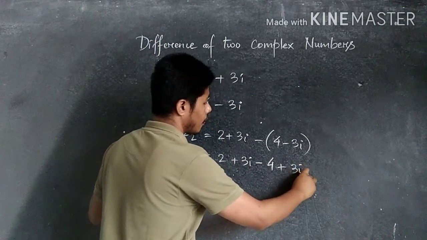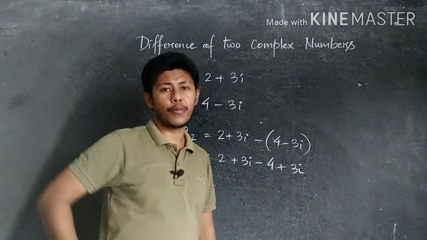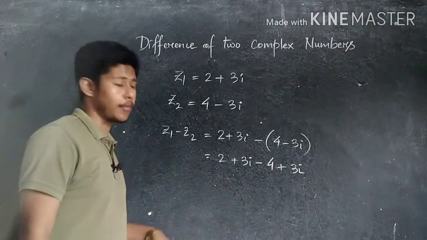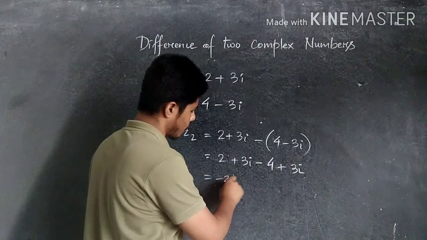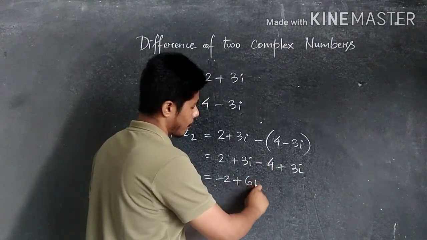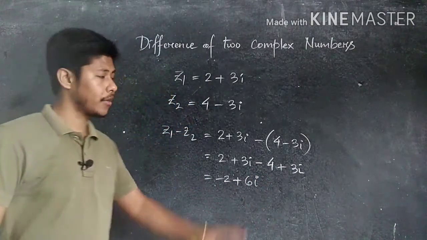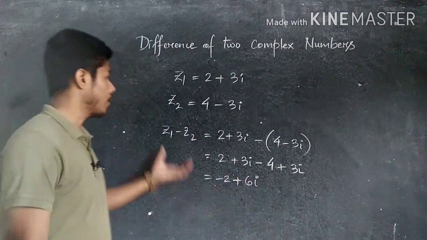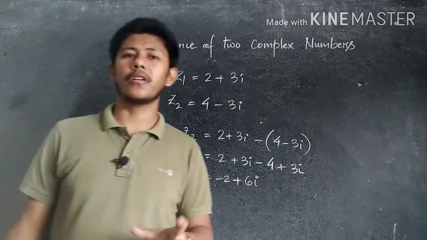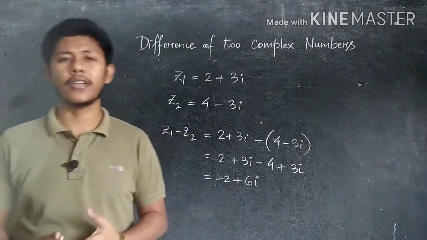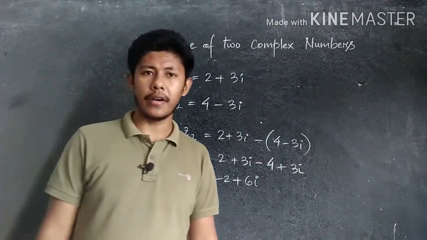When we have to add or subtract, the real part we subtract from the real part, and the imaginary part we subtract from the imaginary part. So if you simply calculate this, 2 minus 4 is minus 2, plus 3i minus (minus 3i), which we write as 6i. So this is the subtraction of two complex numbers. Easily we can calculate this type of result. Very simple, we just have to subtract. The main thing is to subtract the real part from the real part and the imaginary part from the imaginary part. Is it clear?